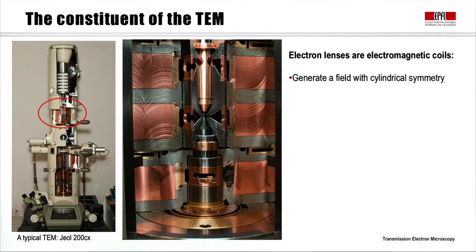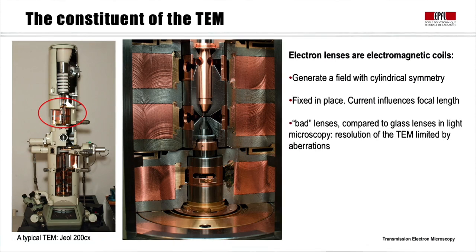Also, with this type of lenses, there's a big difference compared to light microscopy. Here we can easily change continuously the focal length of the lens by just changing the current in the coil. And that is what we do all the time when we operate the microscope. For example, when we change magnification, the focus of the image, change from imaging to diffraction, etc. This is much more versatile than for light microscopes.